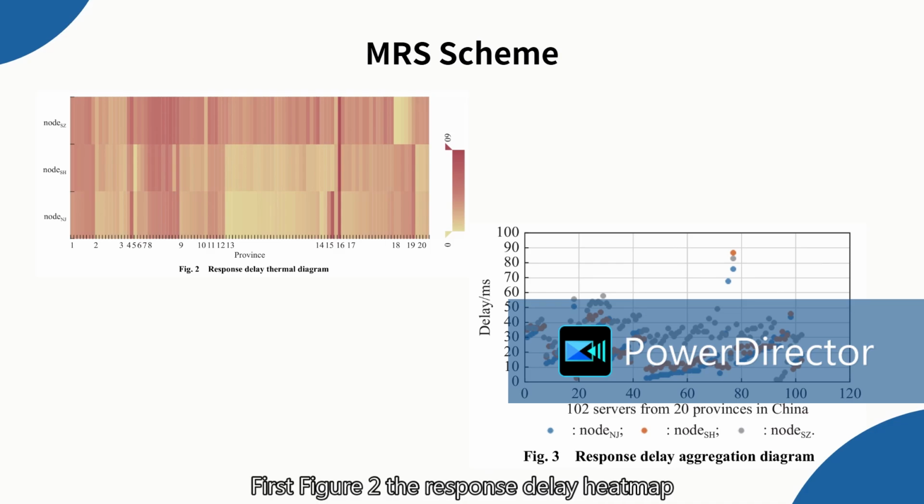First, figure 2, the response delay heat map. This figure visualizes the delays between the 102 servers and the 3 test nodes. Darker colors represent higher delays, while lighter colors indicate lower delays. It is observed that the node Nj achieves the lowest delay at just 13 milliseconds, corresponding to the server in Nanjing. This shows that the geographic location of nodes significantly affects delay.